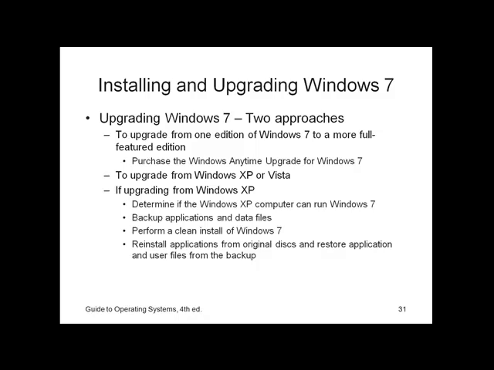If you have to upgrade from Windows XP or Vista, you're going to have to think about some things. For instance, if you're upgrading from Windows XP, you need to determine if the Windows XP computer can run Windows 7. You'll need to back up all the applications and data files and perform an actual clean install of Windows 7, and then reinstall the applications from their original disks, and then restore the application and user files and profiles from the backup.